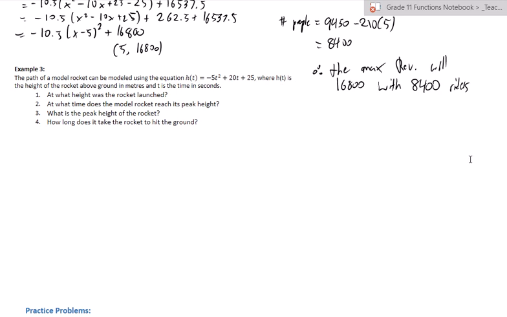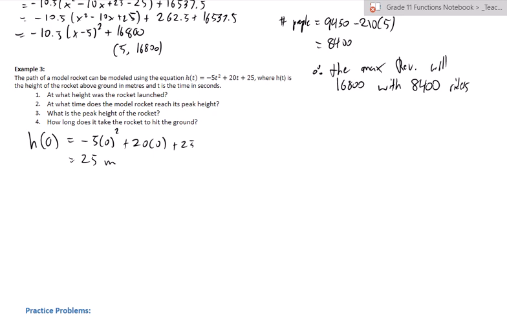So first, we want to know at what height the rocket was launched. To figure that out, we just say t equals 0, or we just substitute t equals 0 into our function notation here. So h of 0 equals -5 times 0 squared plus 20 times 0 plus 25. And this one's always very nice and easy. That's 25 meters. So the rocket was launched 25 meters off the ground.